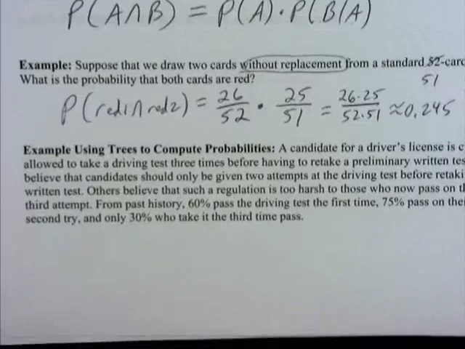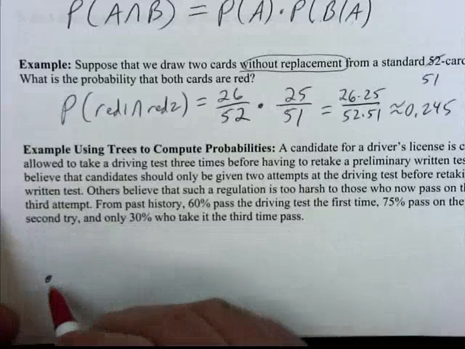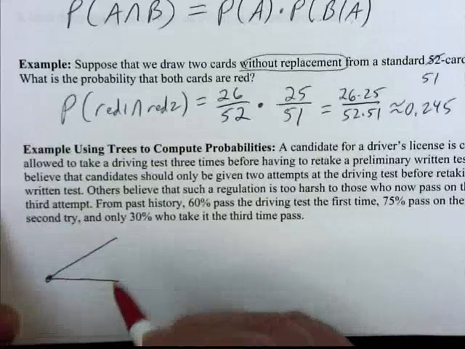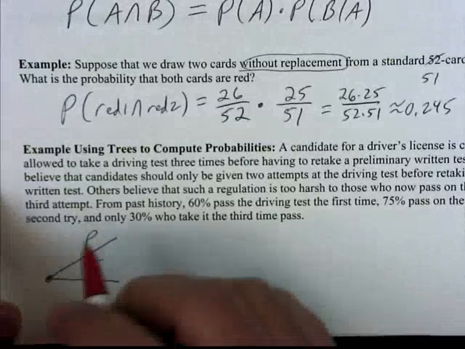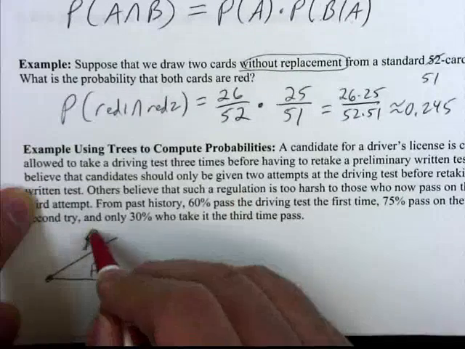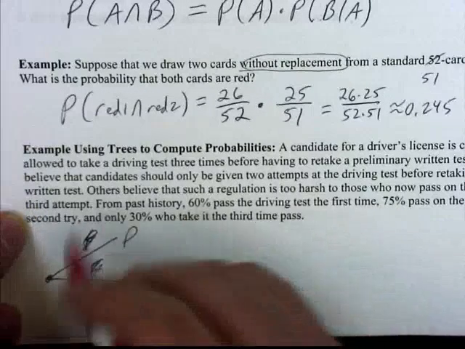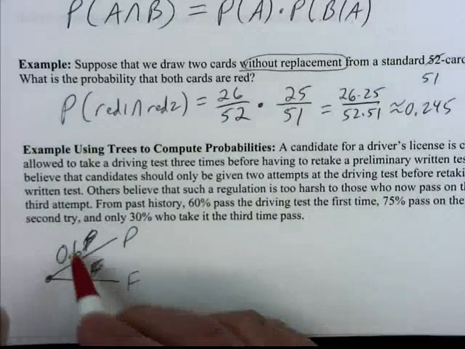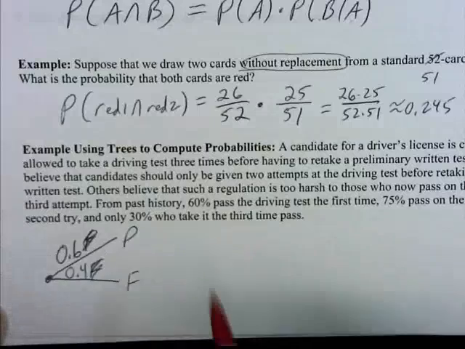So what I'd like to do is set up a tree that shows what's happening here. We're going to take this test, and the first time we take the test, we've got 2 things that could happen. You could either pass or you could fail. The probability of passing is 60%, so I'm going to put 0.6 here. And the probability of failing, since these are complementary events, you either pass or you fail, would be 40%.